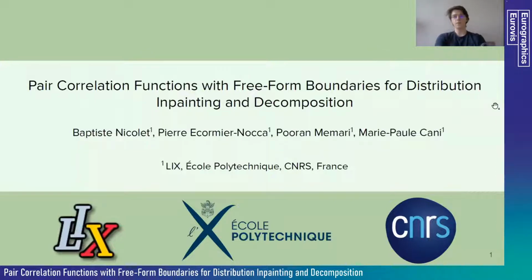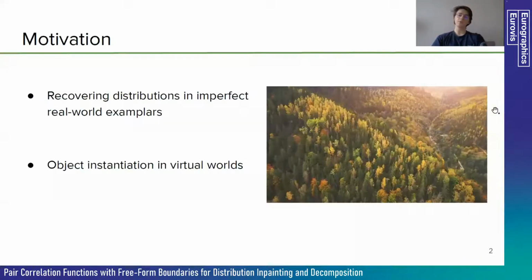Hello, my name is Baptiste Nicolet. I'm a master's student at École Polytechnique in France. And welcome to this virtual presentation in which I'll present a method for extracting accurate estimates of distributions from examples with arbitrary shapes. In this paper, we are interested in populating virtual worlds with distributions extracted from examples. For example, if we wanted to generate a realistic forest, then we could extract the distributions of trees, grass, rocks, and so on from images and then use those for synthesis, thus generating forests that could resemble one we could find in real life.